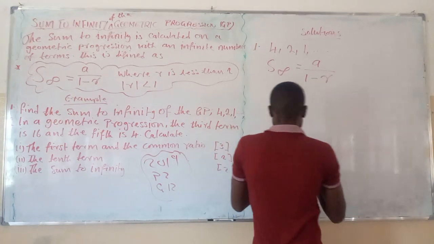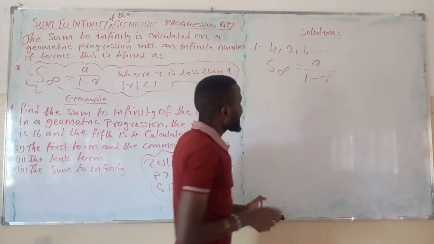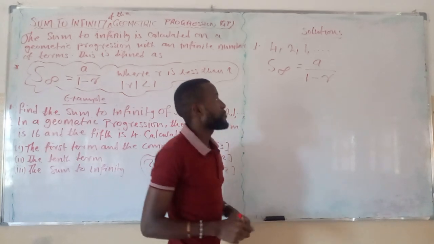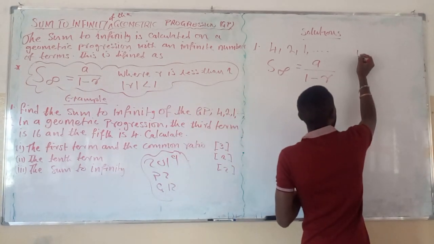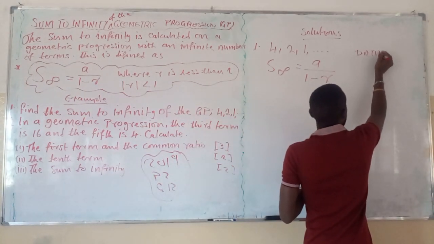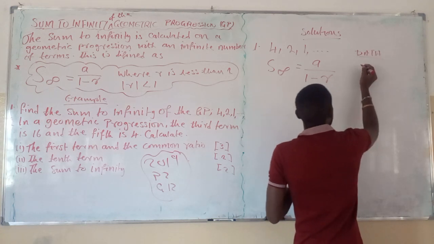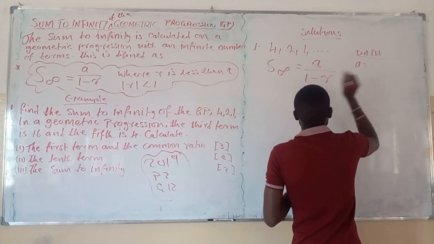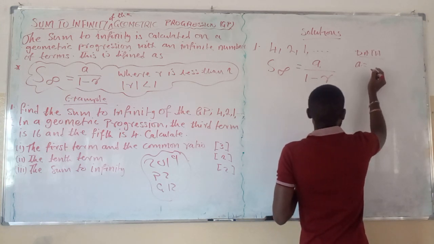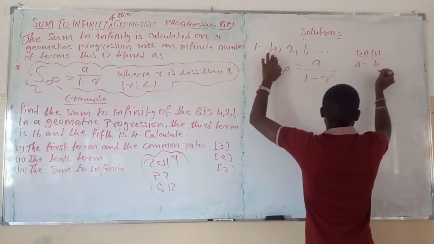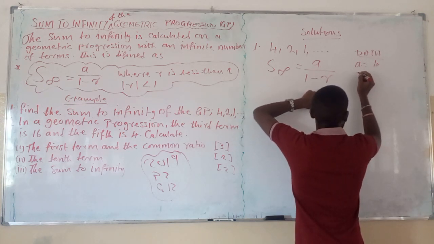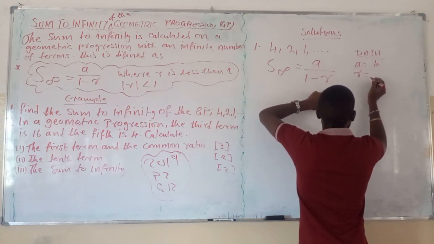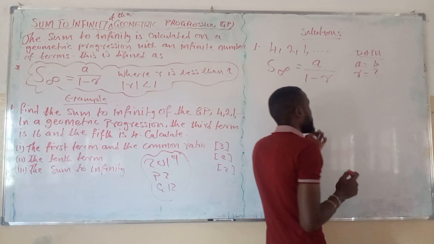Now, what is it that we don't know in this formula? Let me just write the data here, so that you see what is there and what is not. My first term, do I know my first term? This a stands for first term. My first term is equal to 4, correct? What about my common ratio? This is the only thing I need to find. The common ratio, I don't know. So I need to find the common ratio.